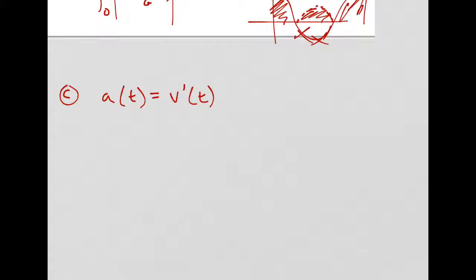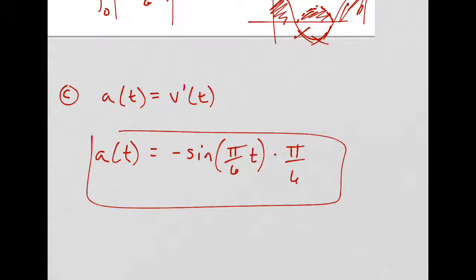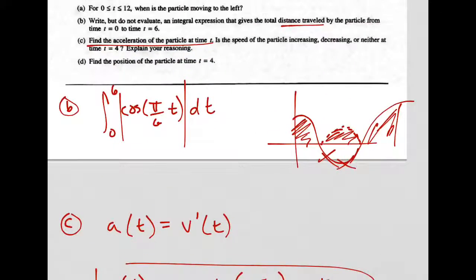That's using chain rule. The derivative of cosine is negative sine, so that's the derivative of the outside with the inside the same. So I write negative sine of pi over 6 times t, times the derivative of the inside, times pi over 6. And I don't need to make it fancier or prettier. That's it. So that's part C.